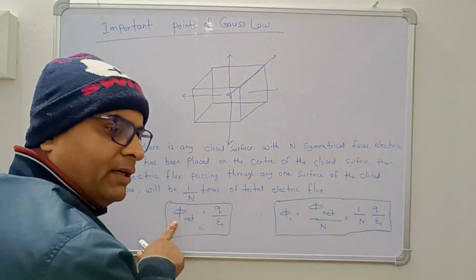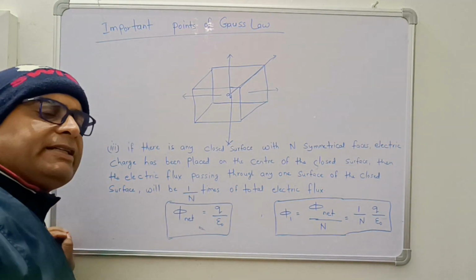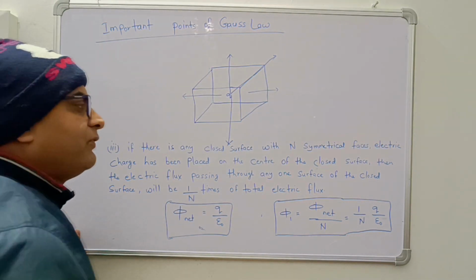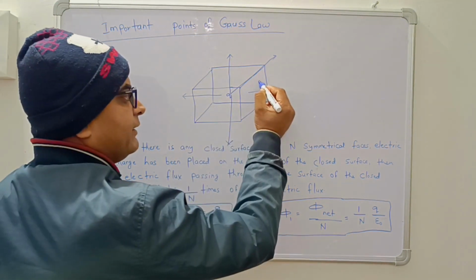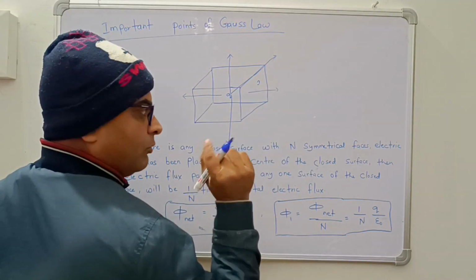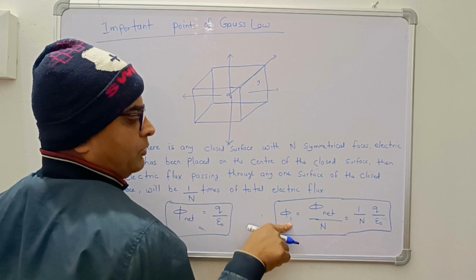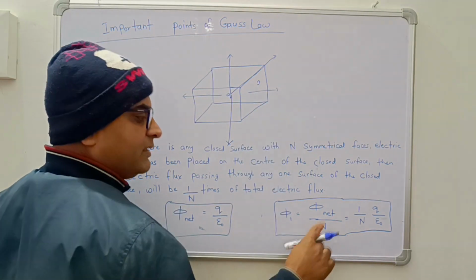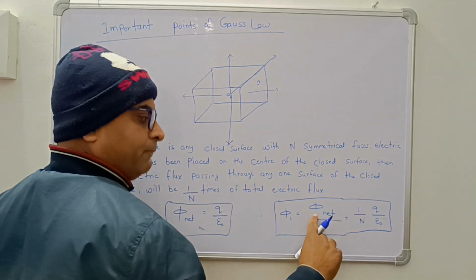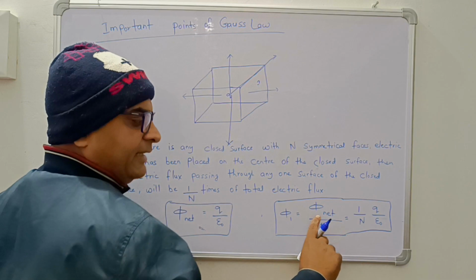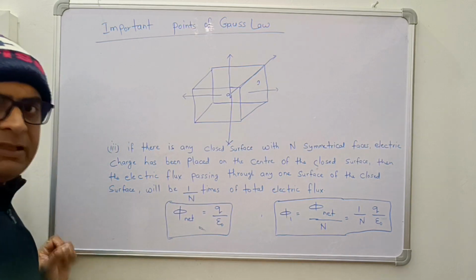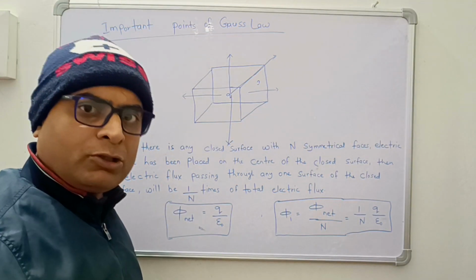So here, according to Gauss law, the total net electric flux is Q upon epsilon naught times. And suppose I name this surface of the cube as 1, then the total flux passing through this surface will be 1 upon n times the total net electric flux, and the net flux can be given as Q upon epsilon naught times.